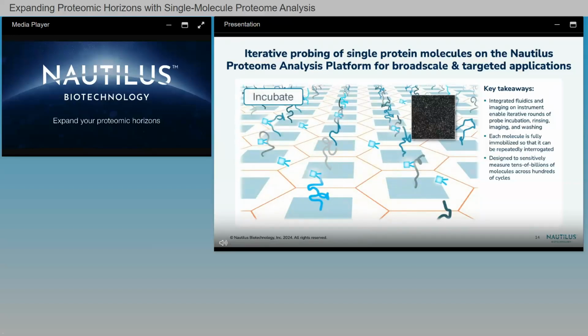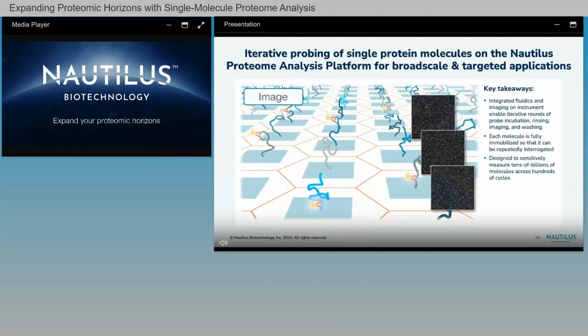We then wipe off those affinity reagents and come in a second step with a different reagent. Again, bind, take a picture. And so cycle after cycle, we're touching each protein over and over and over again with different reagents, giving us additional pieces of information about each individual molecule. This is done in a massively parallel fashion, again, billions of molecules at a time.